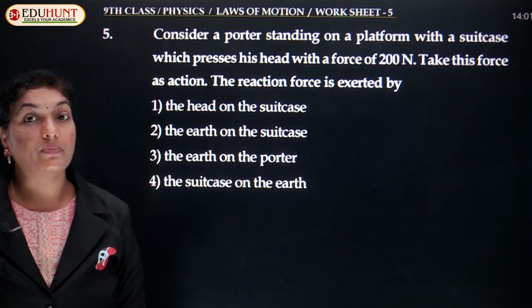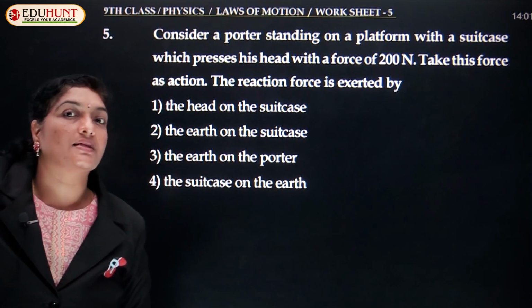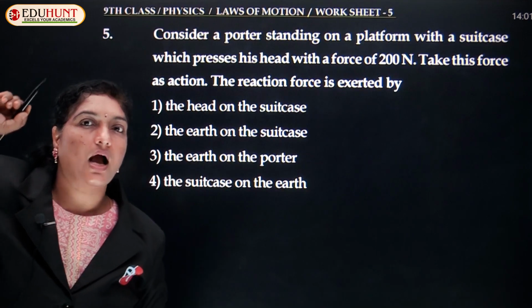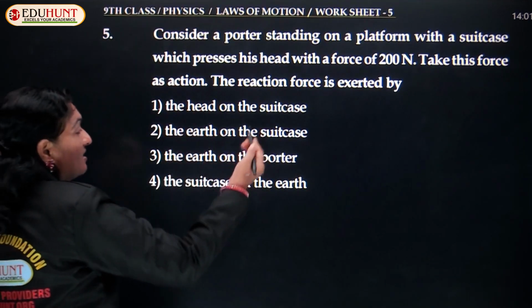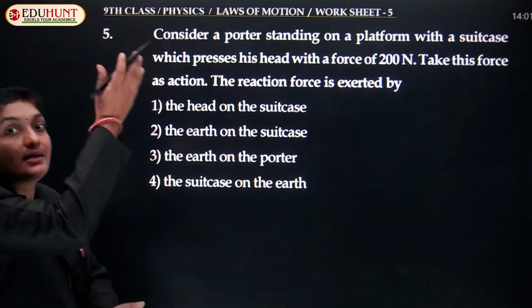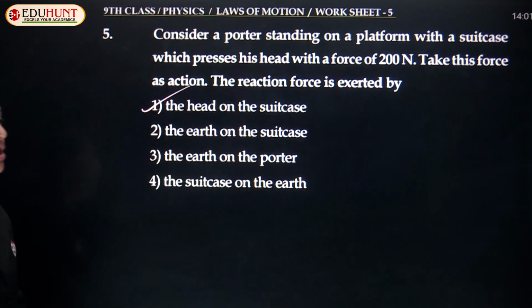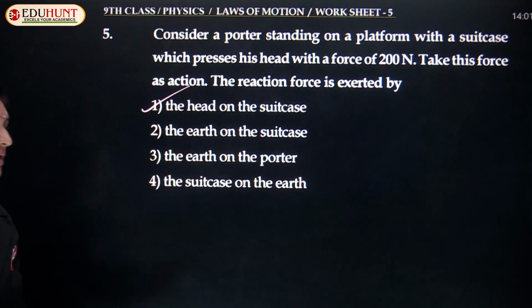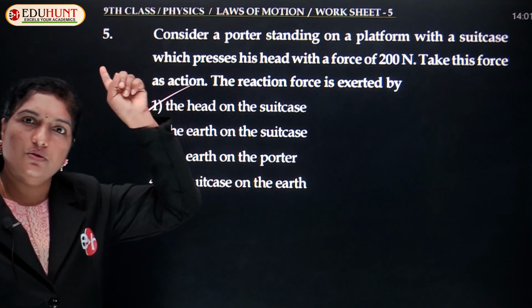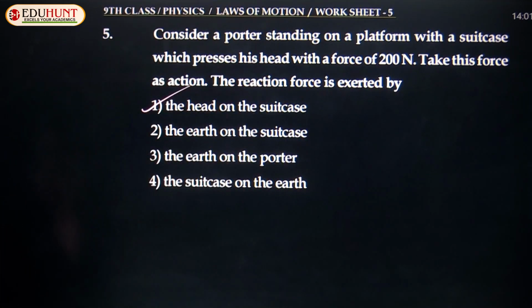So at the same time, the force exerted by the head on the suitcase is also 200 newtons in the upward direction. So the correct option is the reaction force: the head exerts 200 newton force on the suitcase. So the head on the suitcase is the correct option. Nothing related to earth. Suitcase on the head, head on the suitcase. Action and reaction, two bodies.